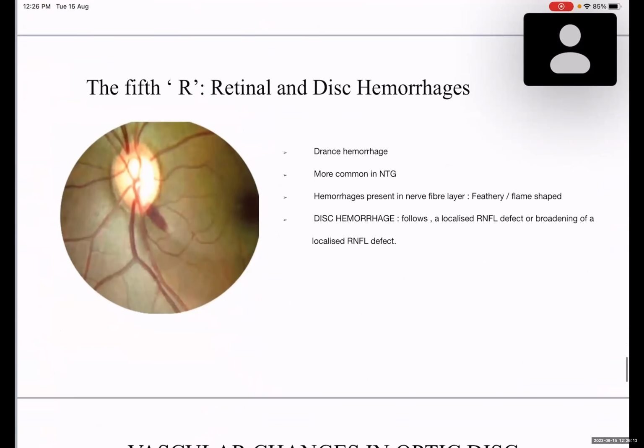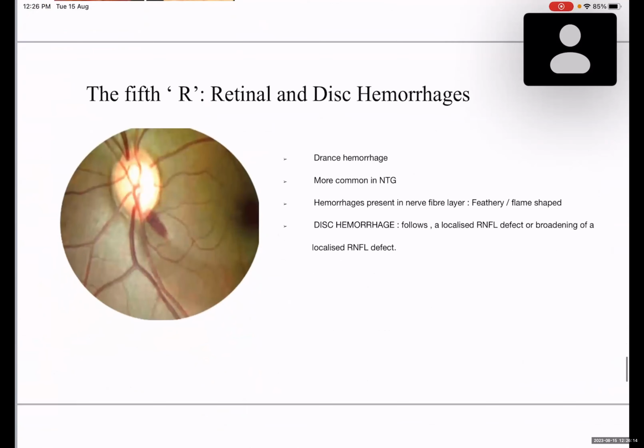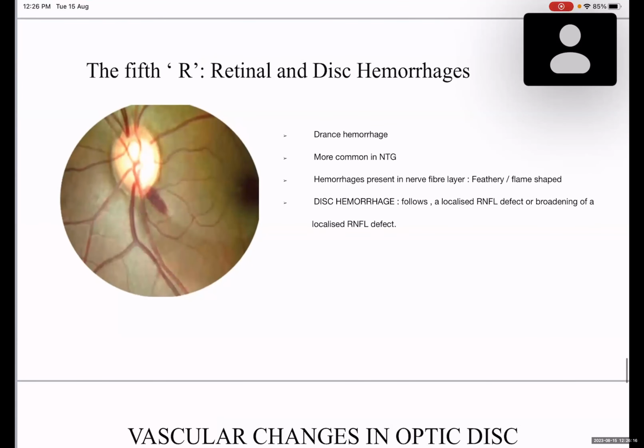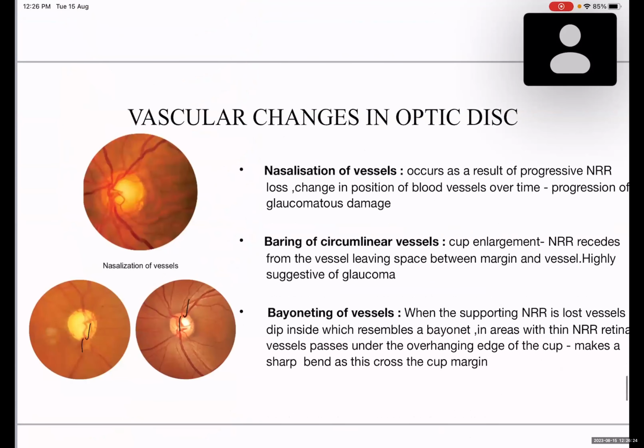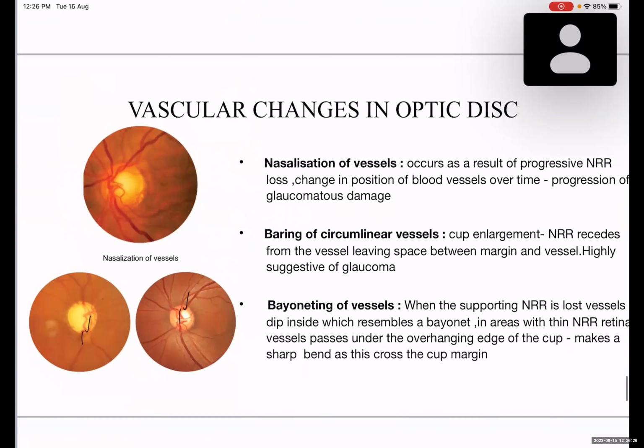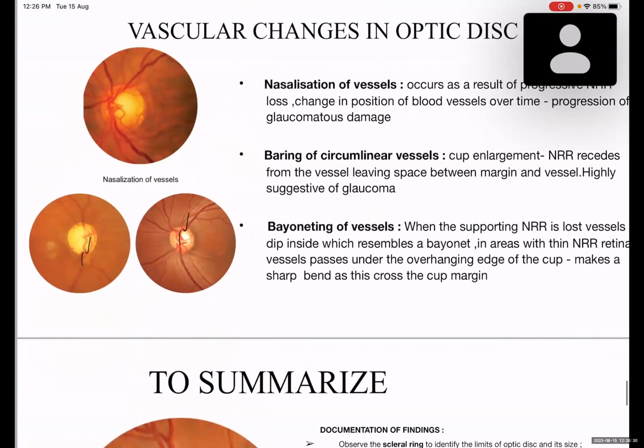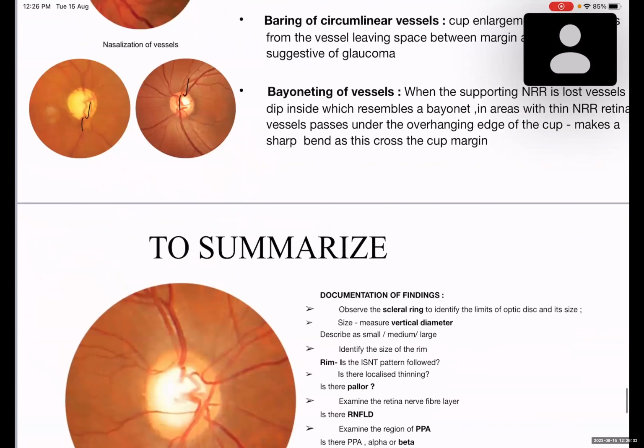Fifth R is your retinal and disc hemorrhages. Drance hemorrhage is more common in normal tension glaucoma. Hemorrhage is present in the nerve fiber layer. They are feathery or flame shaped. There are various vascular changes in optic disc, which include nasalization of vessels, baring of the circumlinear vessels, bayoneting of vessels.